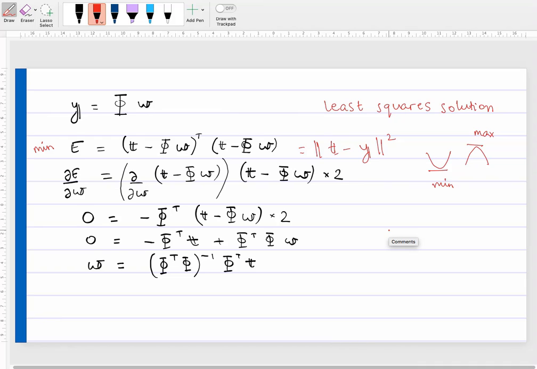Okay, so here. Now, I want to differentiate this thing. This is something, some vector transpose into vector, derivative with respect to a vector. How do I do it?